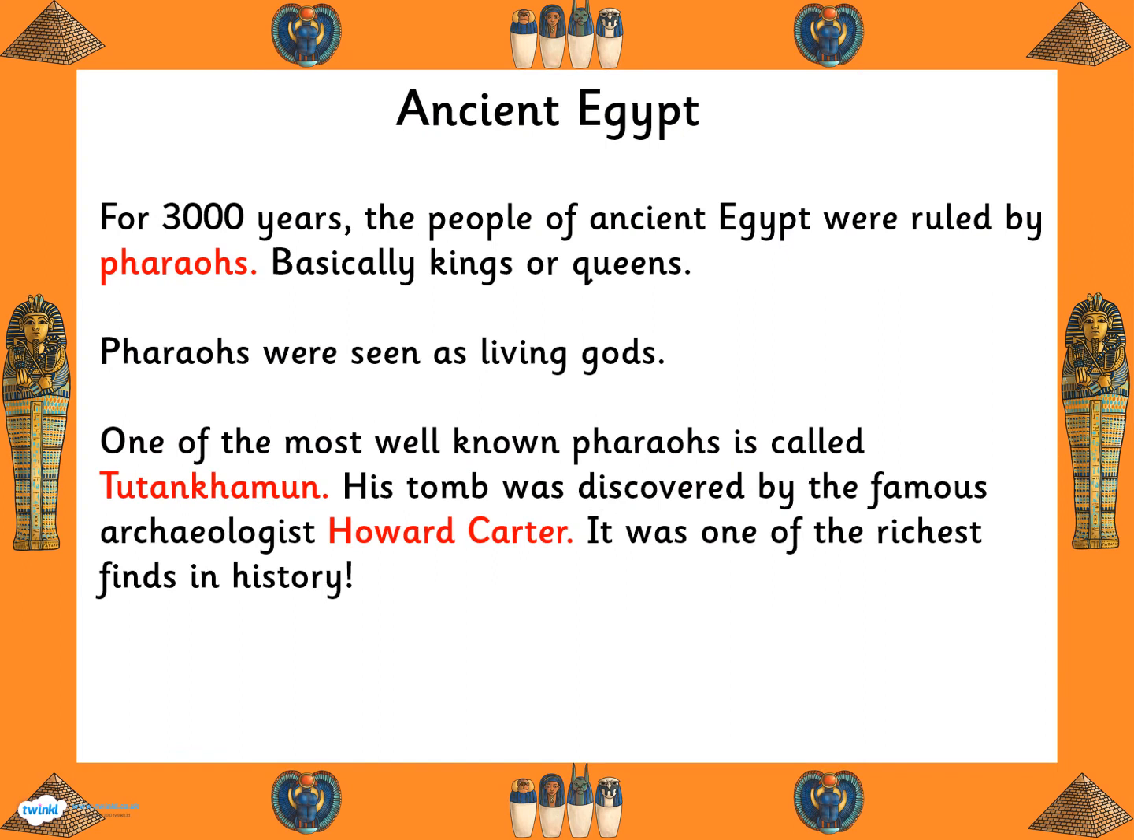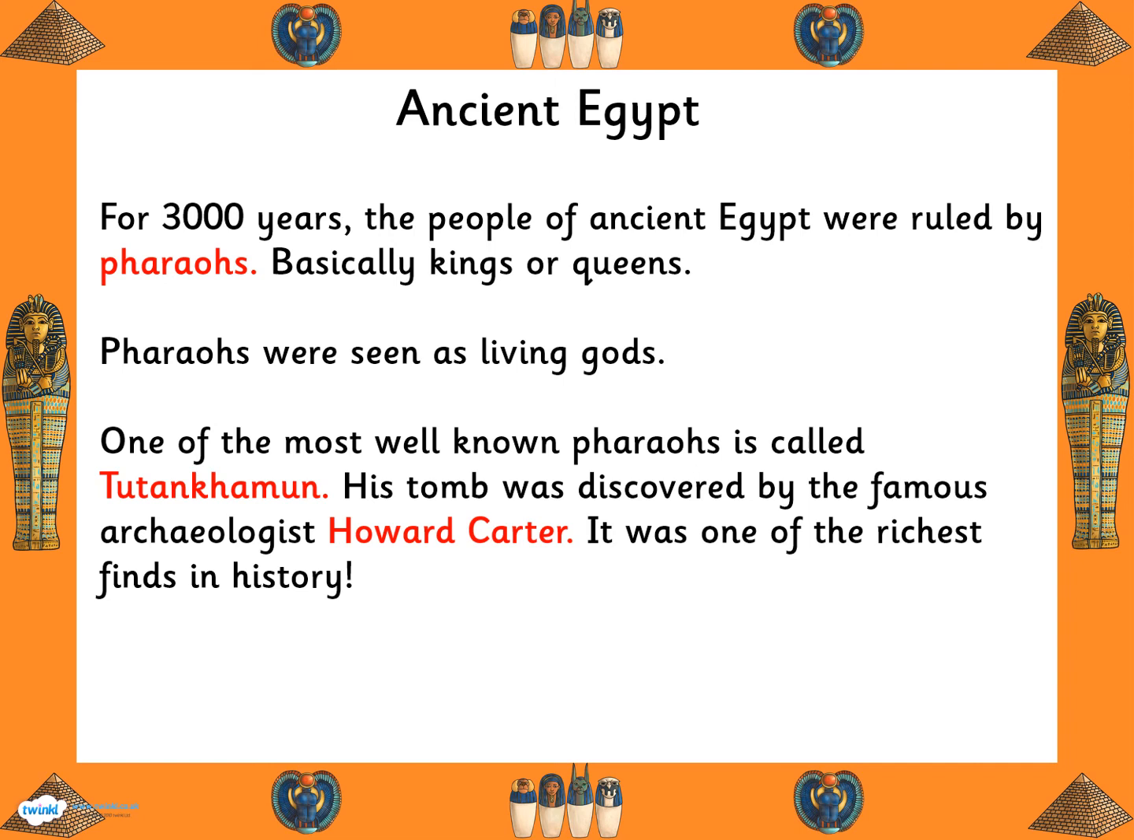For 3,000 years, the people of ancient Egypt were ruled by pharaohs, and a pharaoh is pretty much a king or a queen. The pharaohs were seen as living gods, so people often worshipped the pharaohs. One of the most well-known pharaohs is called Tutankhamun.